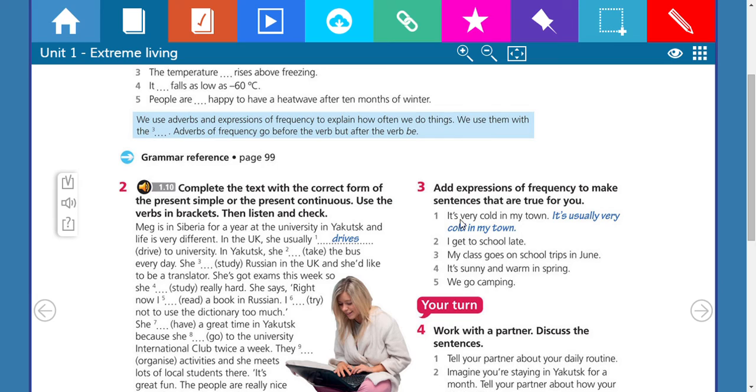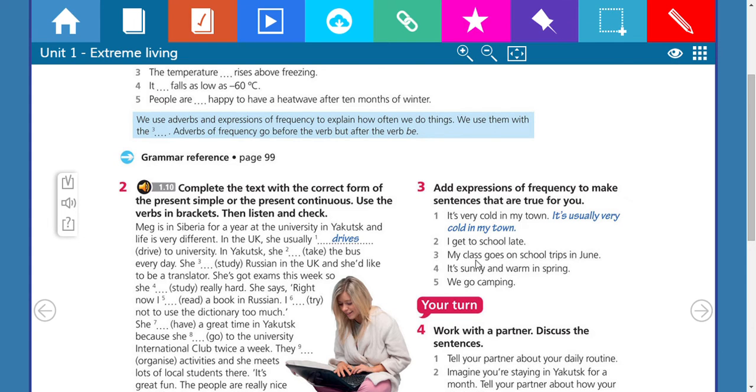Teacher, here is the verb be. Yes, of course, in the simple present. Or you can see another verb with ing form. No, no. It's very cold in my town. It's usually very cold in my town. I get to school late. So in this case it could be personal, no? True for you. Do you ever arrive late to my class? No. So I always get to school. Excuse me, I was making a mistake. I never get to school late. Never.